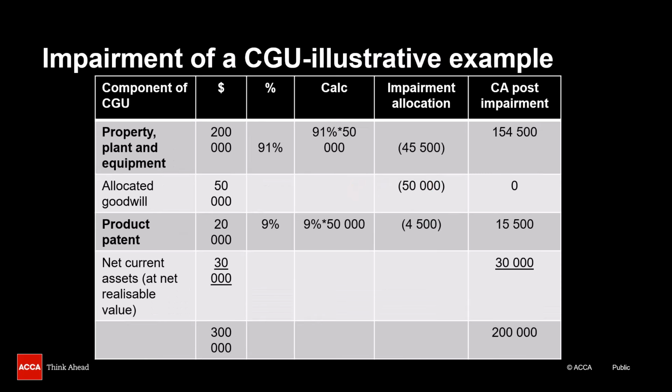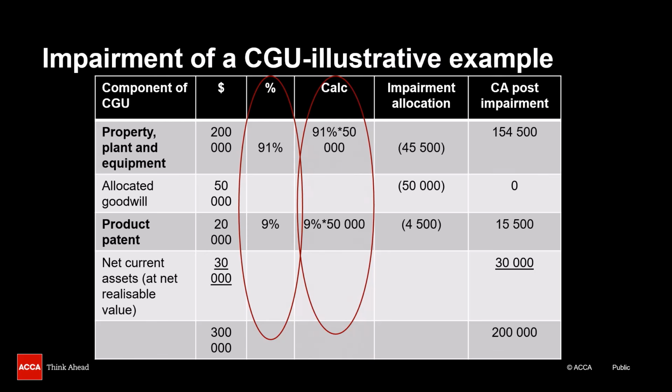Step 2. The remaining impairment loss of $50,000 is allocated pro rata to the property, plant and equipment and the product patent in the CGU. You would first need to calculate the ratio of these assets in relation to each other. As you can see, the ratios are 91% and 9%. You would then need to multiply the remaining impairment loss of $50,000 by these ratios. Now, as you can see, the carrying amount of the CGU after allocating the impairment is reflected at its recoverable amount.